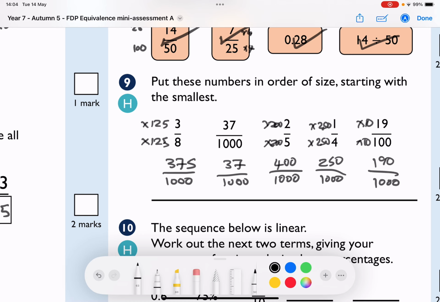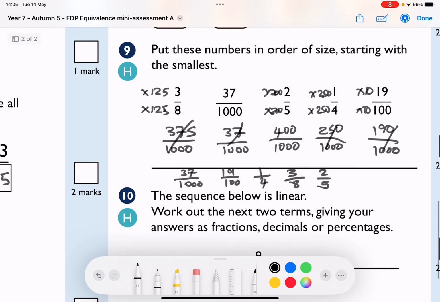Put the number starting with the smallest. Well, the smallest is 37 over 1,000. Cross that one out. The next smallest is 19 over 100, which is that one. Next one is 25 over 100, which is a quarter. Next one is 3/8. And the last one is 2/5. When you do these questions, go back to the original form.